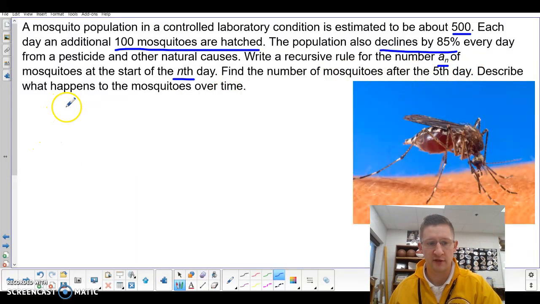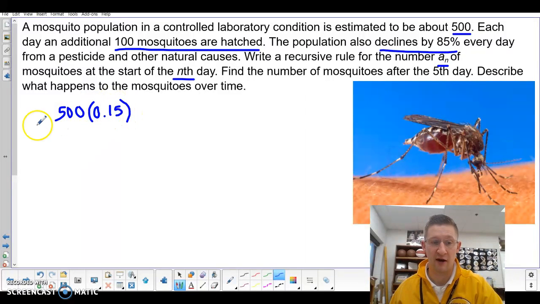So, things that I know. I start with 500 mosquitoes, and then each day I'm going to lose 85%. If I lose 85%, well, I write that in terms of a math equation. I like to think about what I keep. So if I lose 85%, I'm keeping 15%. That's keeping 15% of 500, which is what we're going to have left after we've killed a lot of mosquitoes. The problem is then we're also going to add 100 mosquitoes after that.